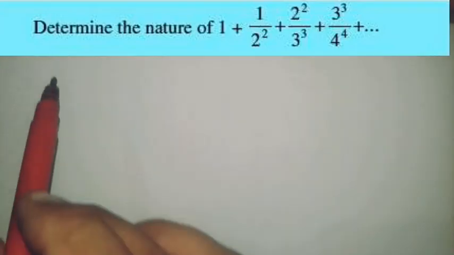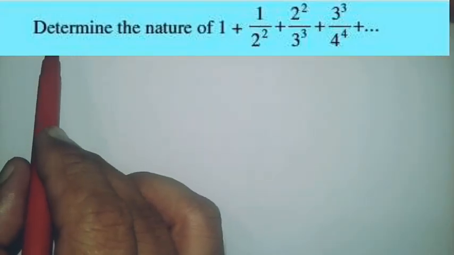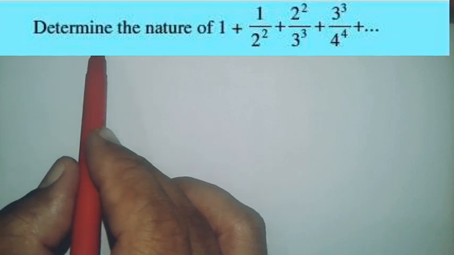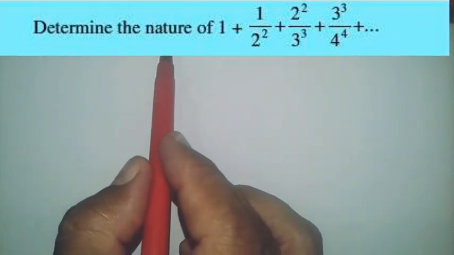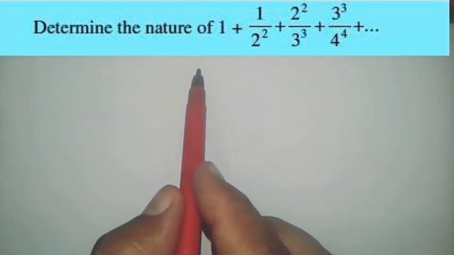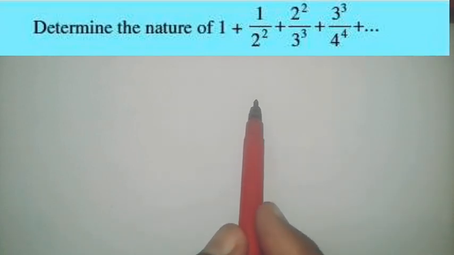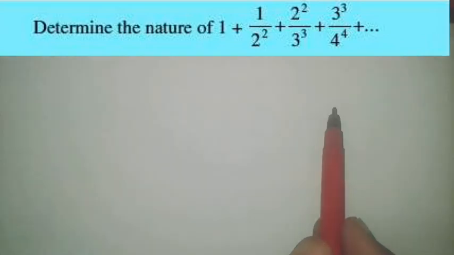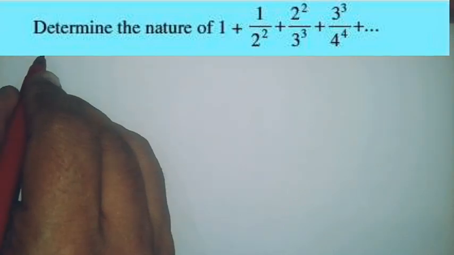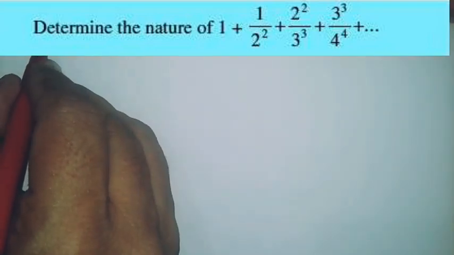So let us consider the third problem. Here also we have to determine the nature of 1 plus 1 by 2 square plus 2 square by 3 cube plus 3 to the power of 3 by 4 to the power of 4 plus dot dot dot. So the first job is to consider the given series as summation un.